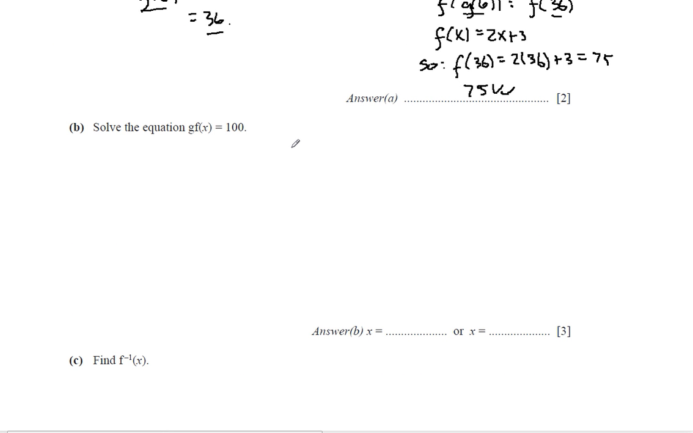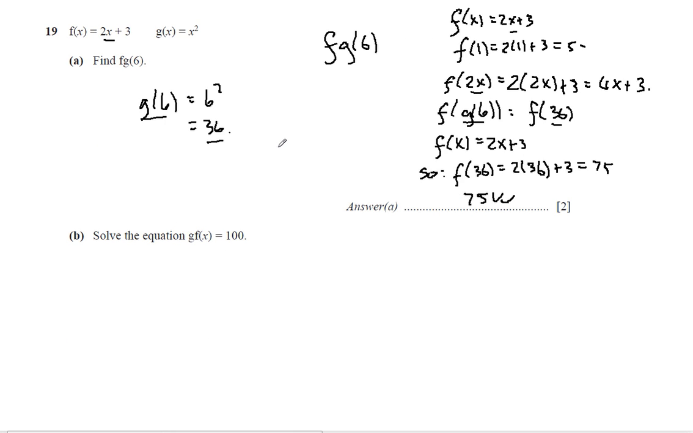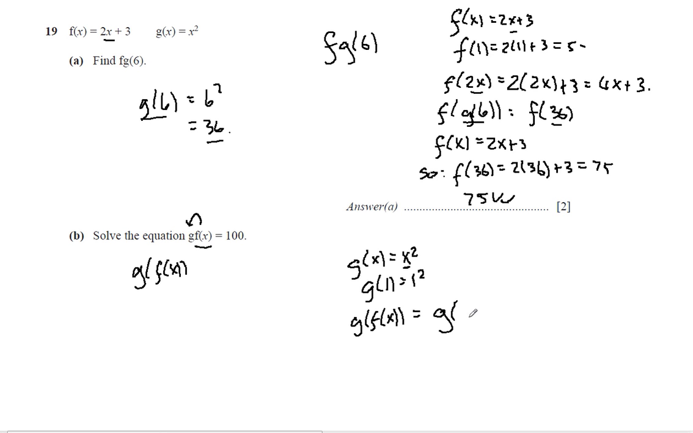Next one: solve the equation g of f of x is equal to 100. We always work from the right, so substitute f of x into g. Just keep in mind that g of x is x squared, so g of 1 is 1 squared. g of f of x is just taking f of x and putting it in place of x. f of x is 2x plus 3, so g of f of x is the same as saying g of 2x plus 3.